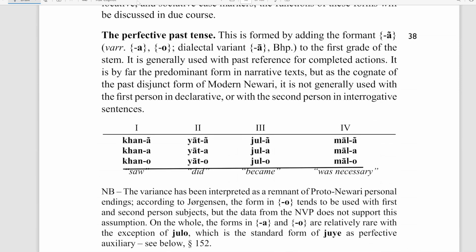So now we have this perfective past tense. This is the most common past tense used in the Classical Newar text. So the first class is ne, and the second class is the, and the third class is le, and the fourth one is also le, and it can end in just a or o, or n with a nasal sound.